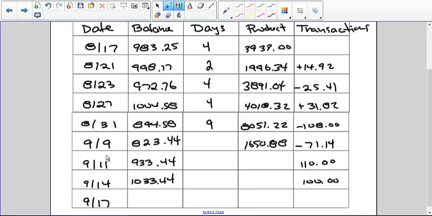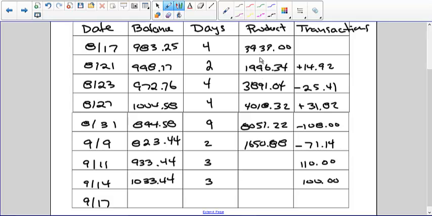And then we can start all over again. So 11 minus 9 is 2, 14 minus 11 is 3, and 17 minus 14 is 3. So those are the days, and they should add up to 31, because we have 31 days in the billing cycle because we have 31 days in August. So I'm just going to double check that. 4 plus 2 plus 4 plus 4 plus 9 plus 2 plus 3 plus 3. I get 31. Okay, so that means I've done it right.